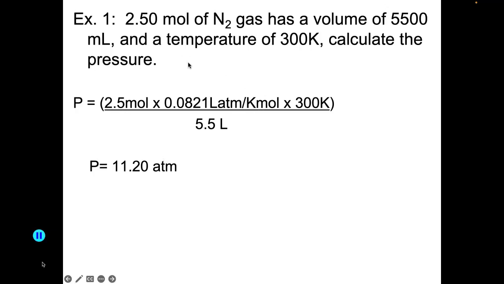Like we've done in our other sections, it probably works best to lay out all of your variables. So we have our moles, we have our volume in milliliters, so we'll have to convert that to liters, which is 5.5 liters, as you can see down here. We have a temperature of 300 Kelvin, so we don't have to convert that. And we're calculating pressure. We can take our formula and isolate our variables so that pressure is on the side. We have n, R, T, and then we divided by our volume. And we get 11.20 atmospheres.